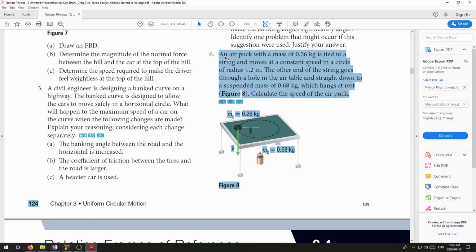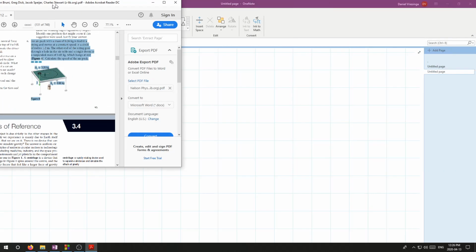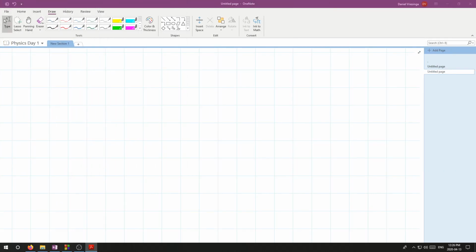It says an air puck with a mass of 0.26 kilograms is tied to a string. It moves at a constant speed on this circle. There's a weight dangling from the string through the middle of the table, so we'll kind of treat that like a pulley. And there's no friction, so it's like on an air hockey table or something. So we'll do that question and see if we can review what we've been doing so far. So right, question 6 there.